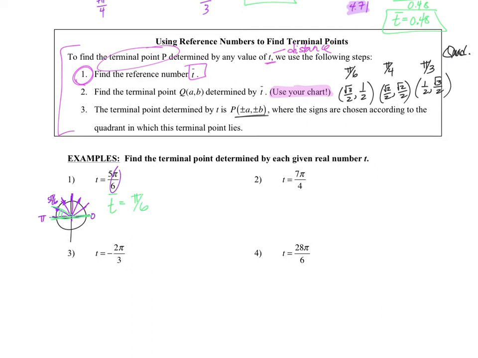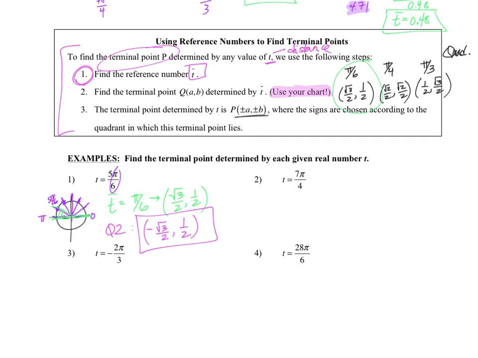It's pi over 6. So pi over 6 uses this ordered pair, root 3 over 2, 1/2, but I'm in quadrant 2. So in quadrant 2, my x value is negative. So negative root 3 over 2, comma 1/2. That is the correct answer. That's what my ordered pair would be. Good. Why don't you try number 2? Pause the video and come on back.